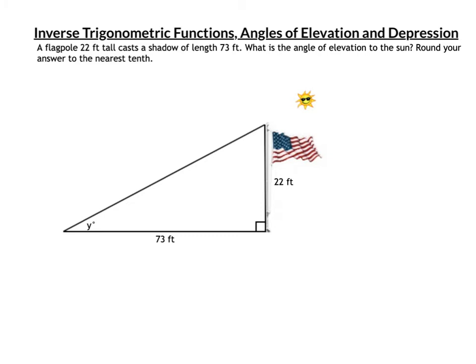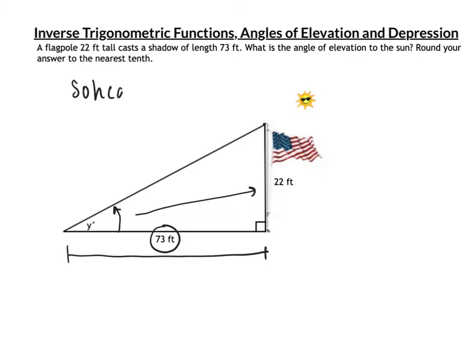In this example, we're going to find the angle of elevation, the distance from the horizontal up to the top of the object we're looking at. We can see the shadow on the ground is 73 feet, and what we have, y, look at y degrees, we have the opposite over the adjacent. That takes us to SOHCAHTOA. Opposite over adjacent is tangent.